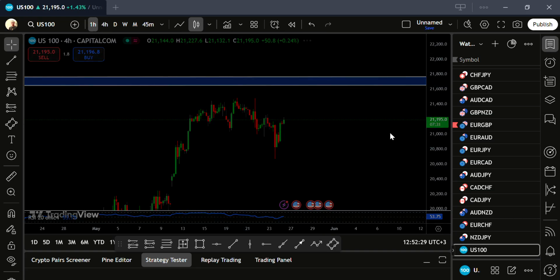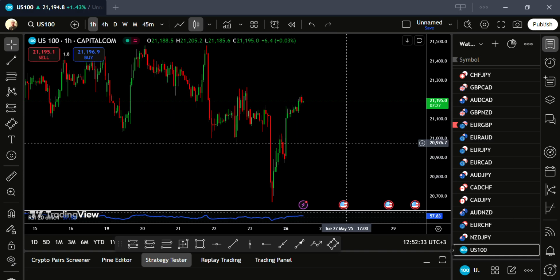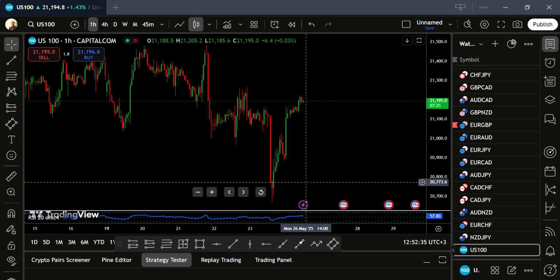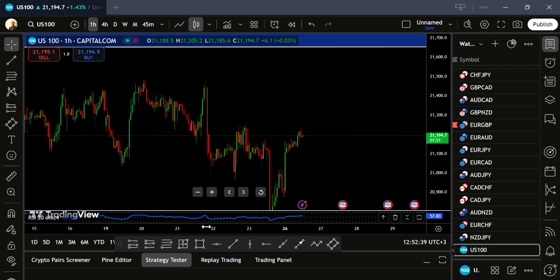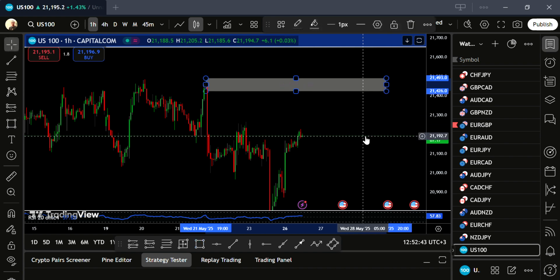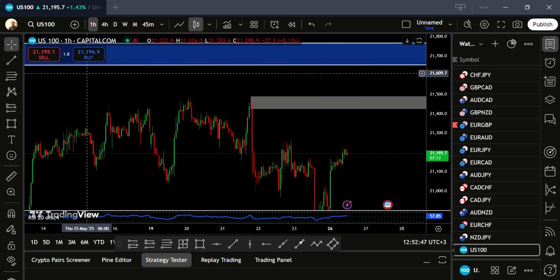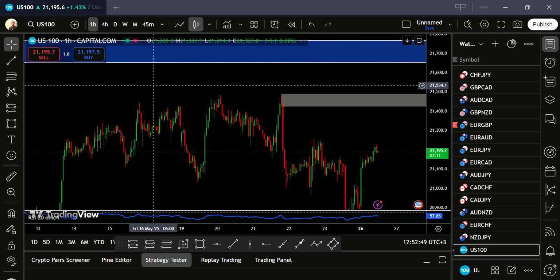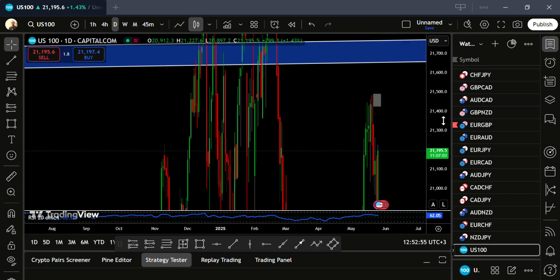1 hour, what do we have? I rarely reach to the 1 hour, but just to see what is going on. 1 hour, don't have anything. But on the 1 hour, I see I have a supply zone here. So we can wait for price action to come there, and then we can enter for a sell. That is on the US 100. Okay, that one, let's leave it.